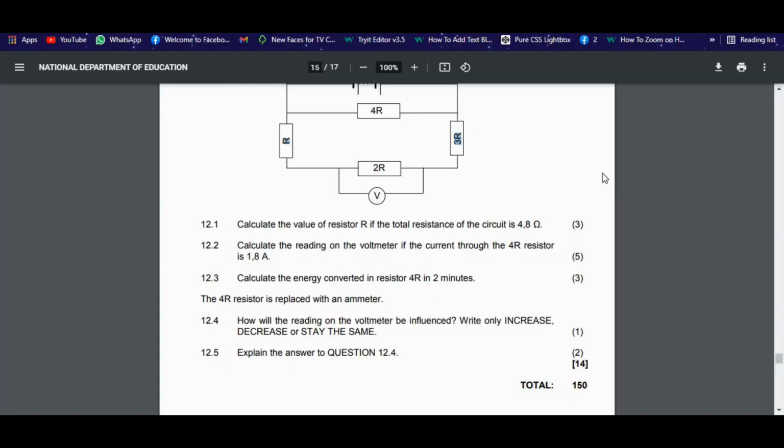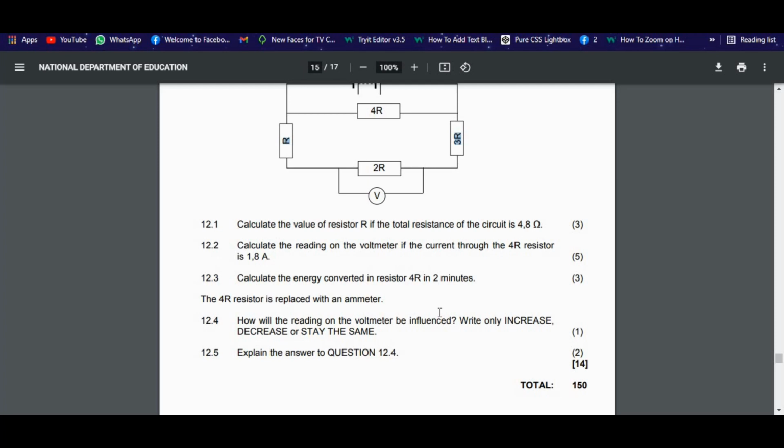12.4 asked now that the 4R resistor is replaced with an ammeter. If we had the question that could have been there, calculate the new total resistance, but they ask how will the voltmeter reading be influenced. Write down only increase, decrease, or stay the same. The answer there would be decrease for 12.4. The reason why the voltmeter reading would decrease: if you look where the voltmeter is and you place an ammeter there.